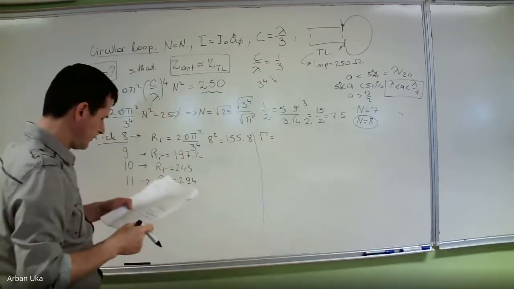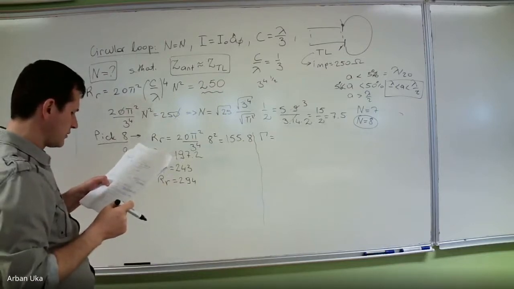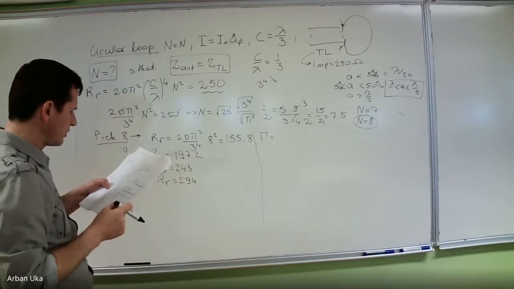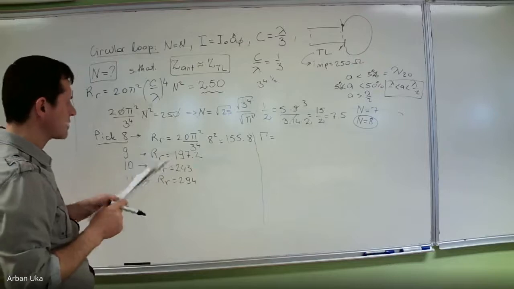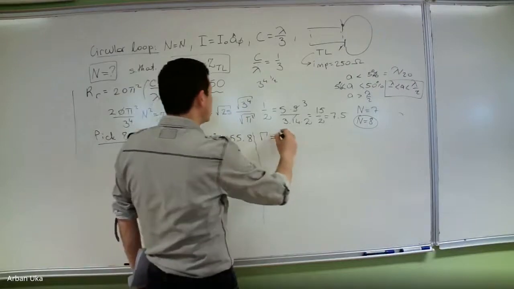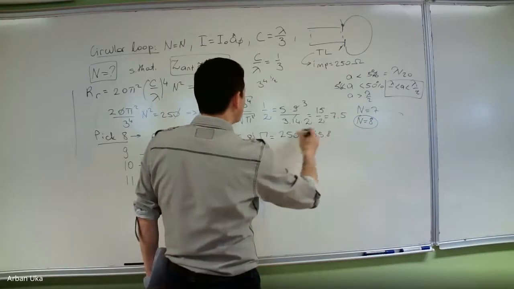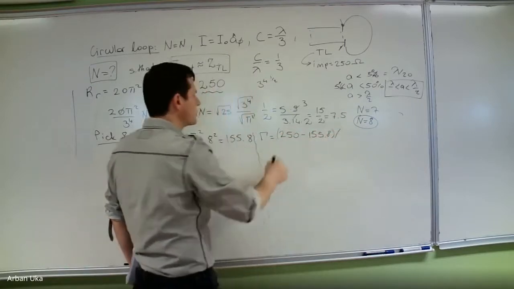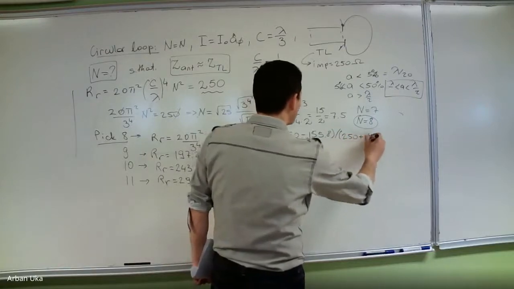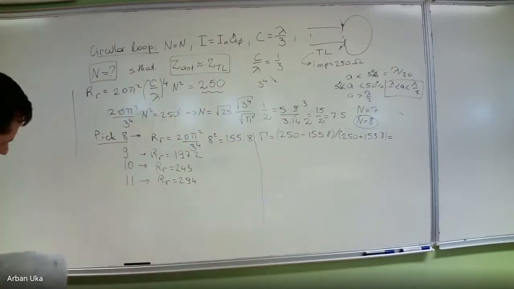This is equal to the resistance. Actually, it's an absolute value, so it doesn't matter which one we subtract. We should find the difference between the two impedances, divided by the sum. So here, the difference is going to be 250 minus 155.8, divided by the summation between these two. So this is going to be 250 plus 155.8. And we have to find what this is equal to.